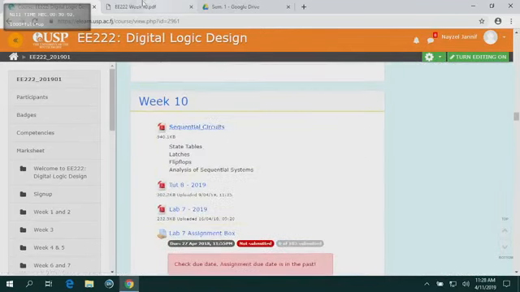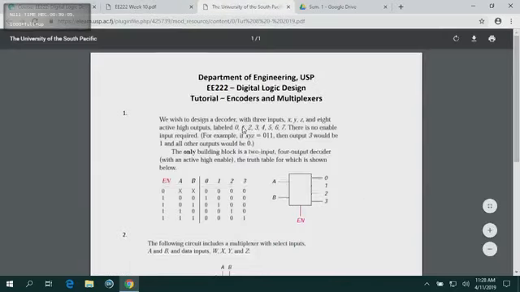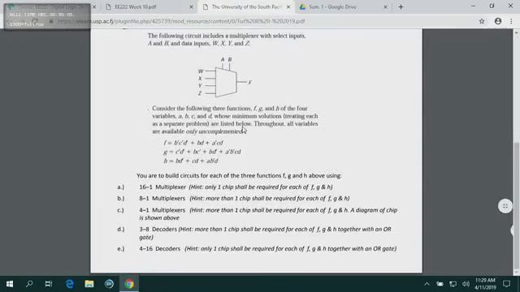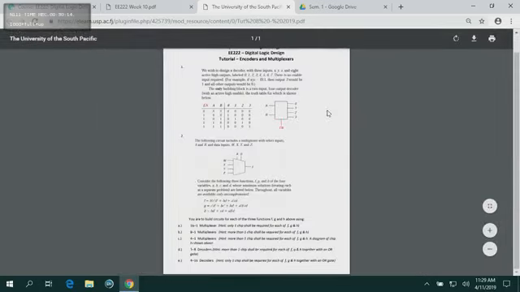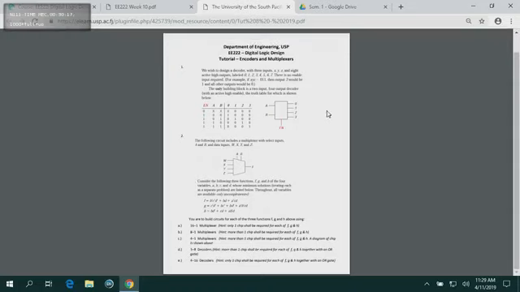And by the way, guys, the other thing I want you to really brush up on is this particular tutorial. If you are struggling with the tutorial on encoders and multiplexers, please go and see one of the tutors, one of the TAs, see one of your friends, come and ask me, alright. It's a simple tutorial, but it's based on the lab.